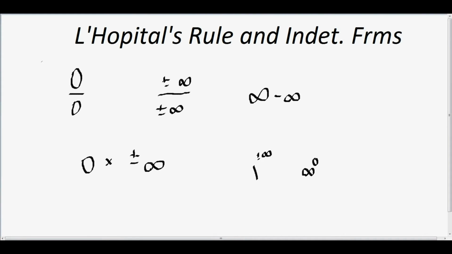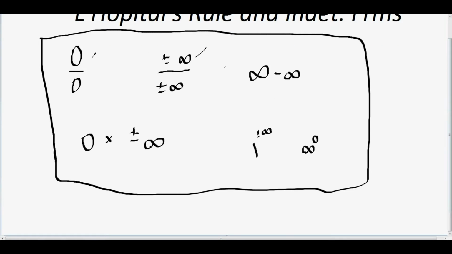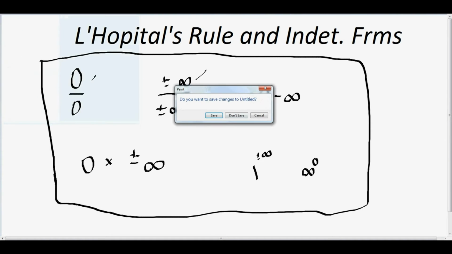These are the indeterminate forms that you need to know. And really the most common ones are these two, this one and this one right here. So now that we know how to recognize these indeterminate forms, we can learn about L'Hopital's rule.